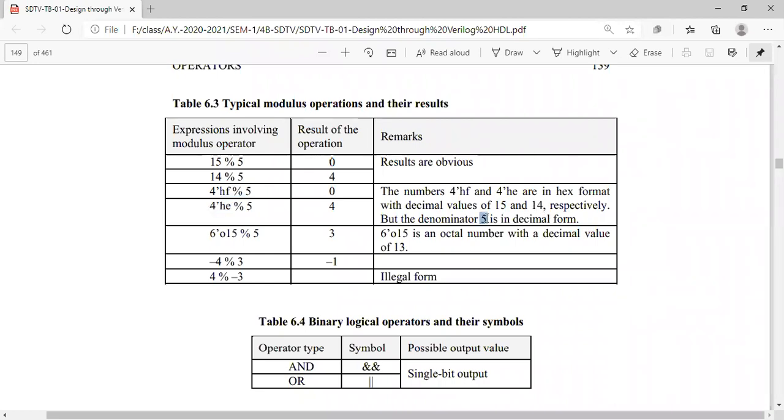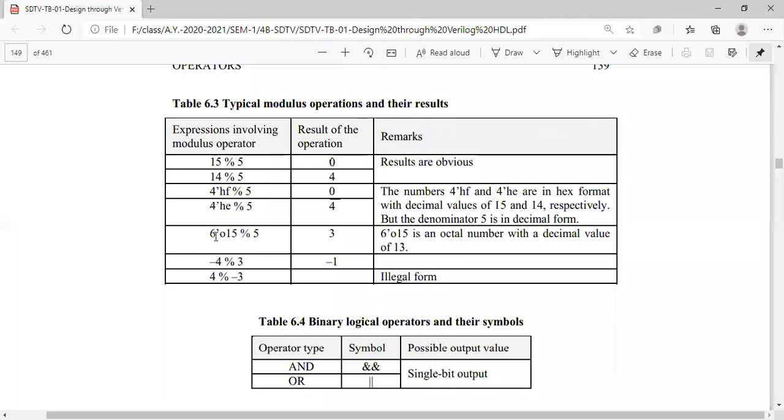But the denominator 5 is a decimal number. We can't divide if one number is in hexadecimal format and the other number is in decimal format, so we convert this into a decimal one and divide with the 5. Since it is 15 and this is 5, the percentage is leaving a remainder of 0. Now here you can see decimal 14 percentage 5, the same thing. So here we get the value 4, which is the remainder.